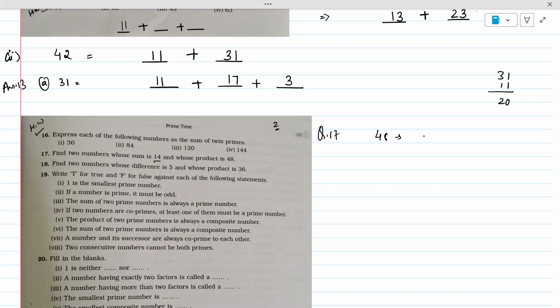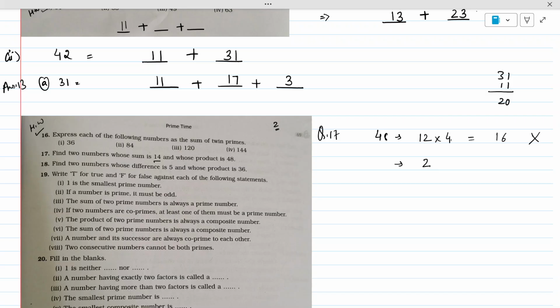So I can write this as 12 into 4, right? But when I add 12 with 4, because it says that its product should be 48, which is true, but the sum should be 14. So let me try and add. The sum is 16, so discarded. We cannot take this.